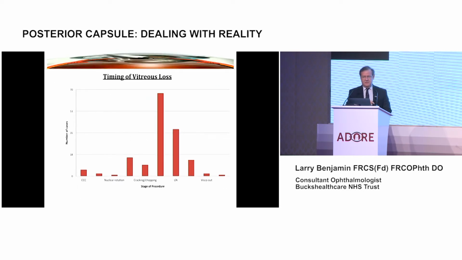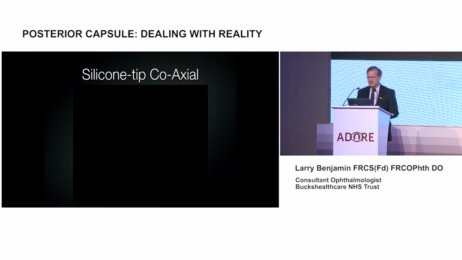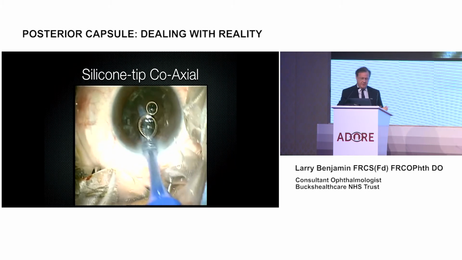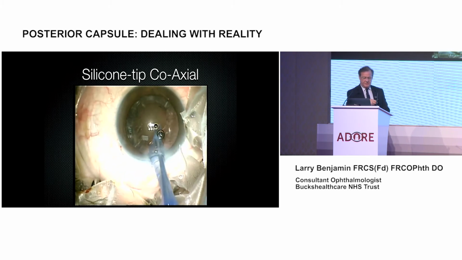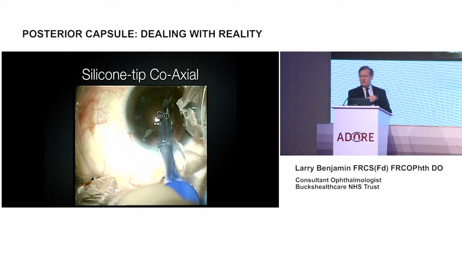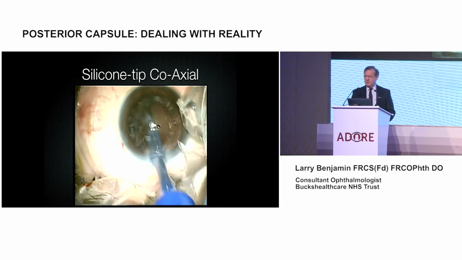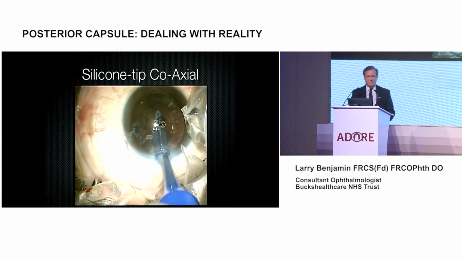This was the timing of the vitreous loss, so you can see mainly it occurred during phacoemulsification, but also during irrigation aspiration. And what's really important about this is that we then switched to having a silicone-tipped coaxial tip. Here it is. I have no financial interest in this at all. We just happen to use it. And what we found after we introduced this is we never break posterior capsules now during IA. It just doesn't happen anymore.